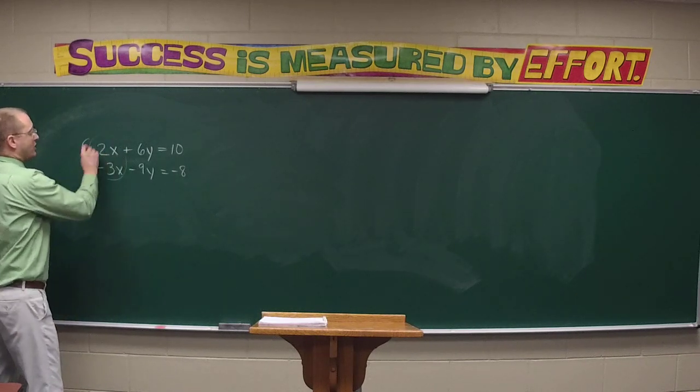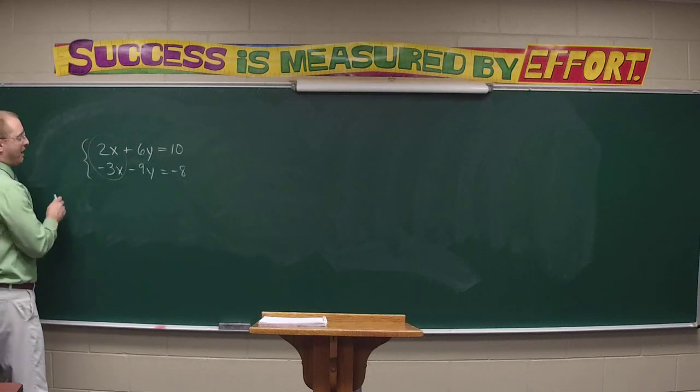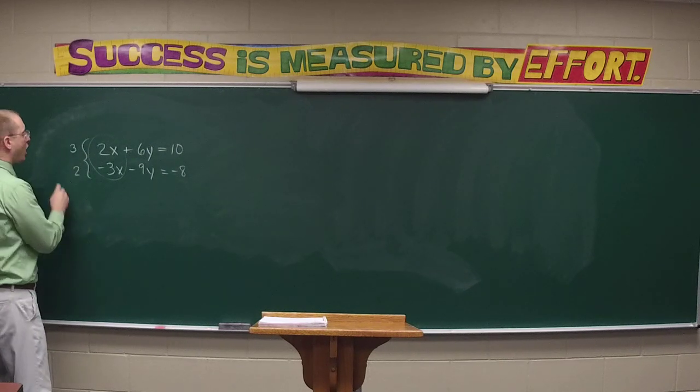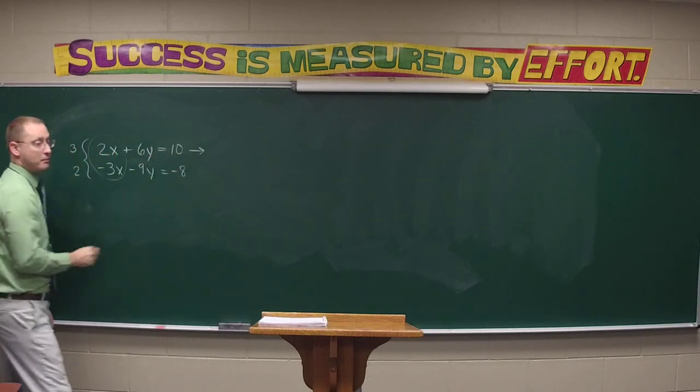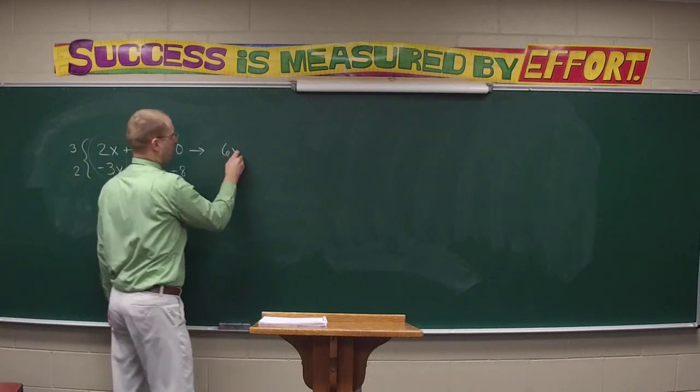The x's. And you say, 2 and 3 can both become what number? If we multiply the top by 3 and the bottom by 2. Okay, so what does my top equation become now? Michael? 6x positive 18y equals 30.